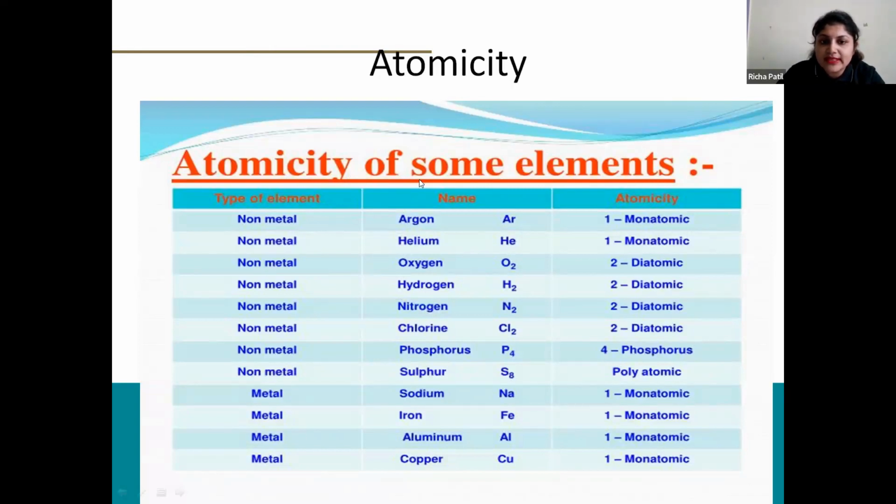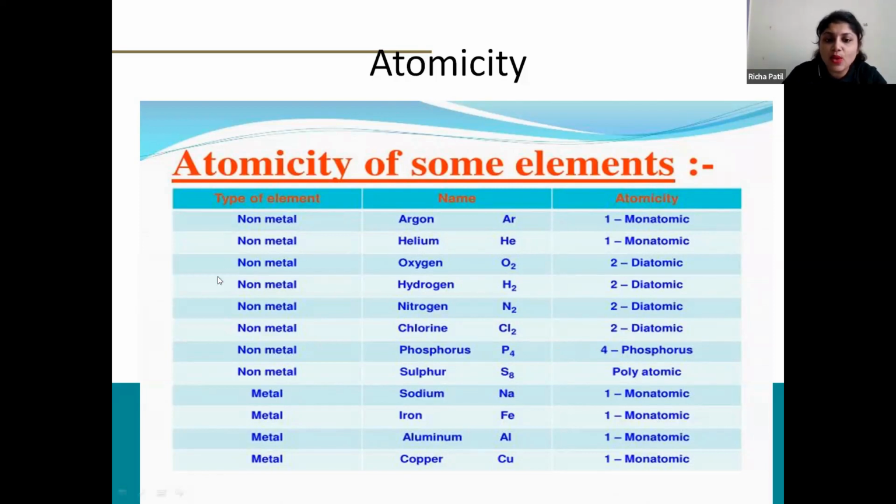So your atomicity of some elements. You can see argon, helium. What is the representation? Argon is Ar, helium is He. These are non-metals. What are argon and helium called as? Noble gases. Yes, argon and helium are noble gases.